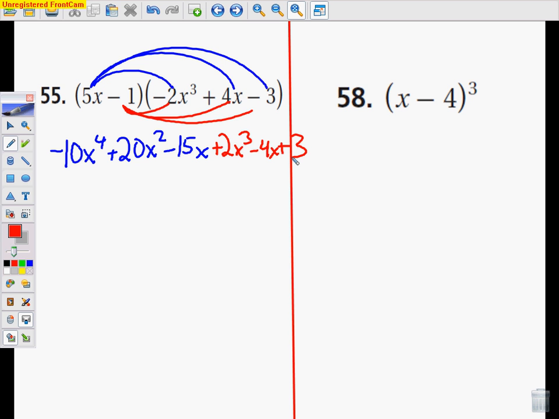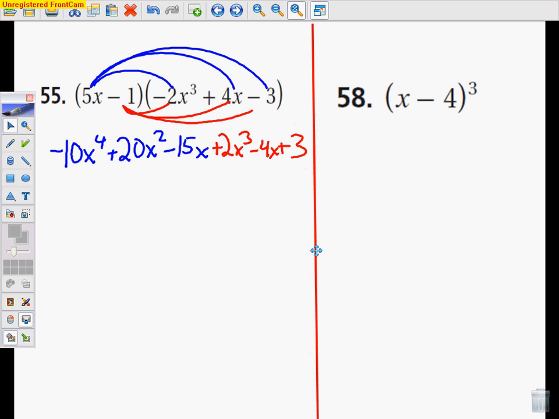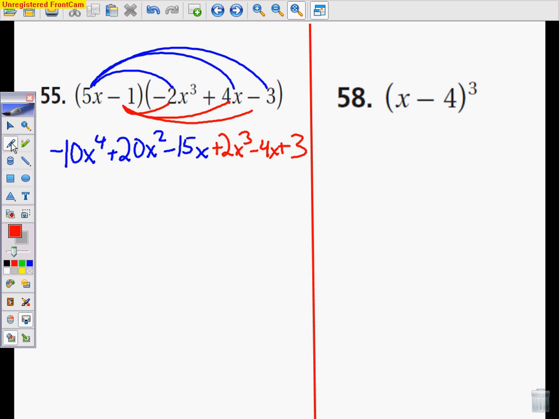I had to cross the border a little bit there. When you cross the border, let's change the border. All right, there we go. So from there, we're just going to go ahead and add like terms. Once again, this negative 10x to the fourth, there's nothing like terms with it, so we're just going to bring that down.